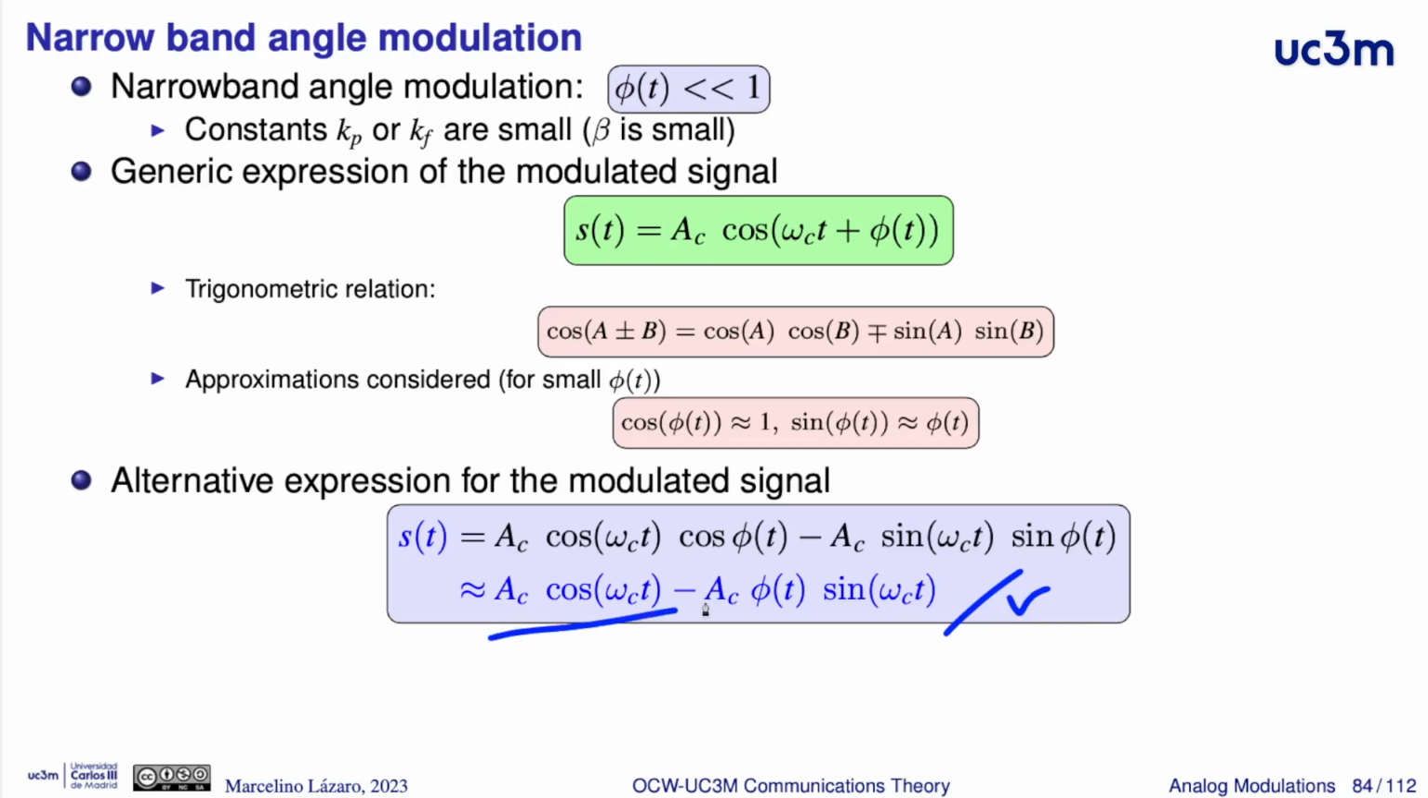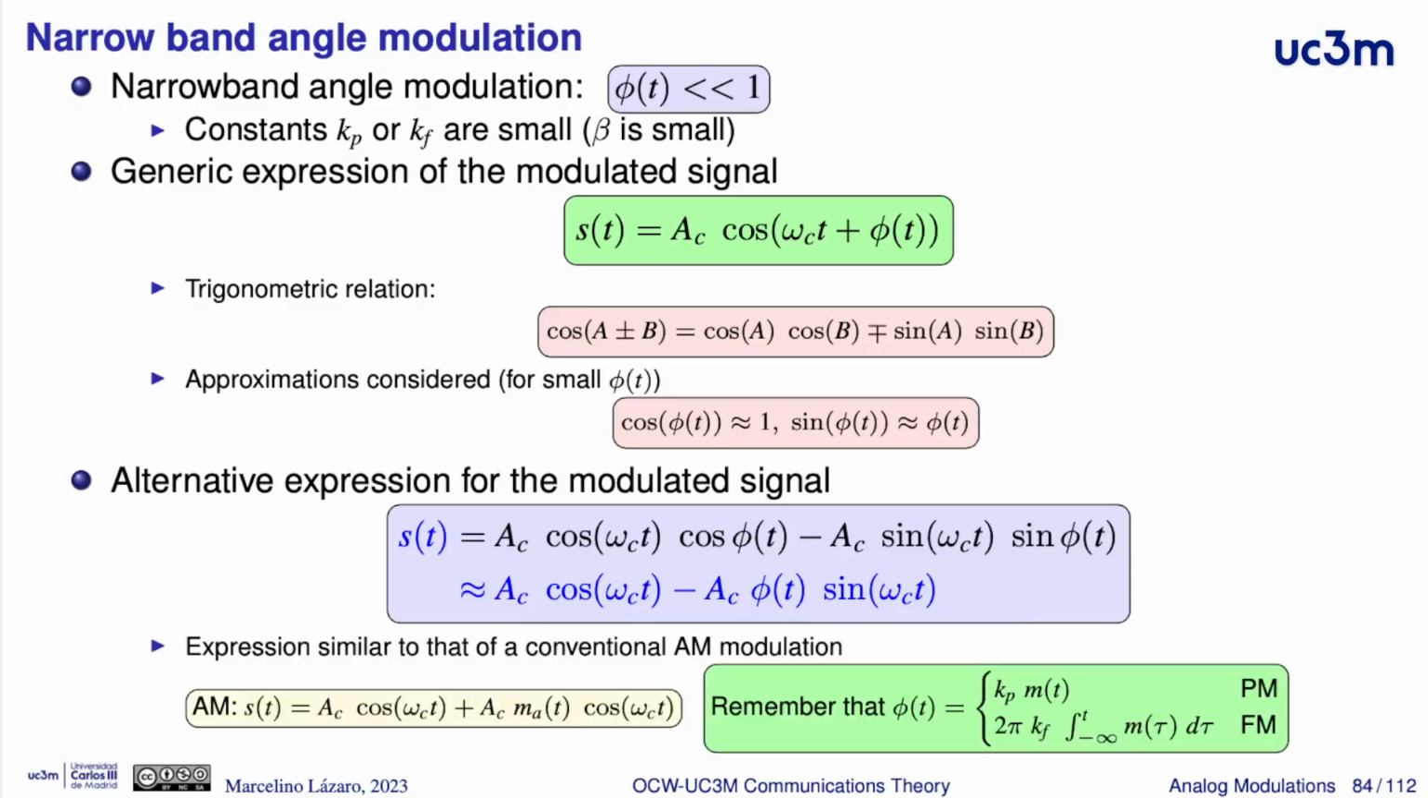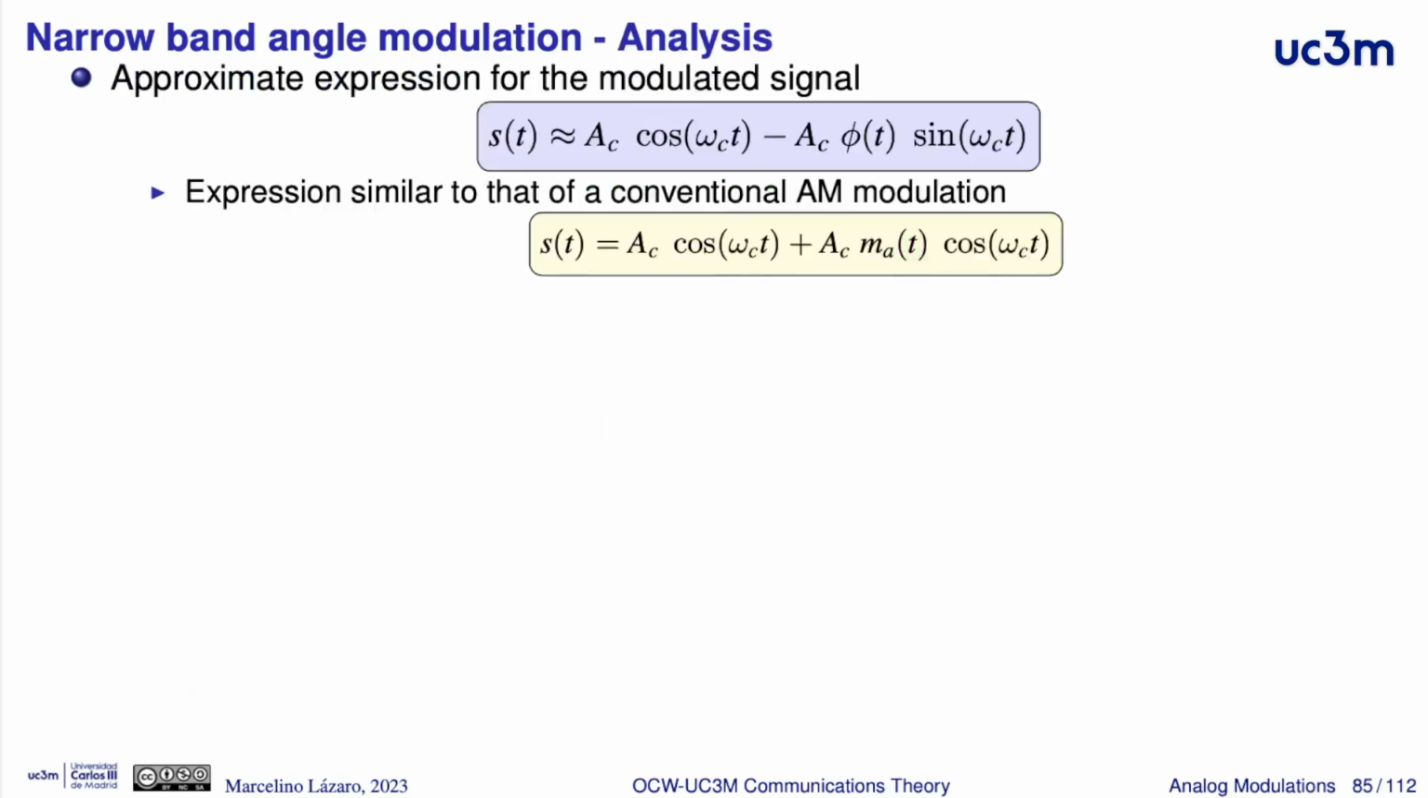A_c cosine is the carrier, and then the term phi(t) is multiplied by a sine in this second term. This expression is relatively similar to the modulated signal for an amplitude modulation, because here we have a minus sign, here we have a positive one, but here we have a sine, here we have a cosine. There is only a difference of 90 degrees, and the expression is relatively similar. Taking into account the similarity, the spectrum is also similar.